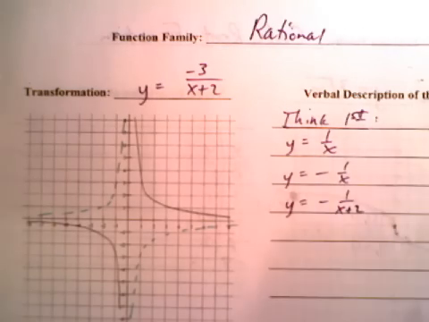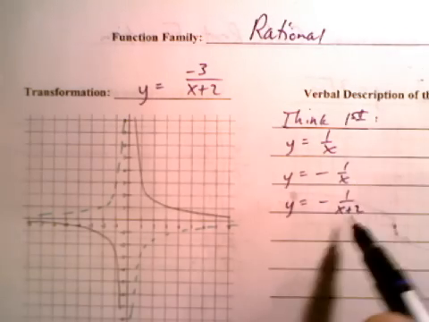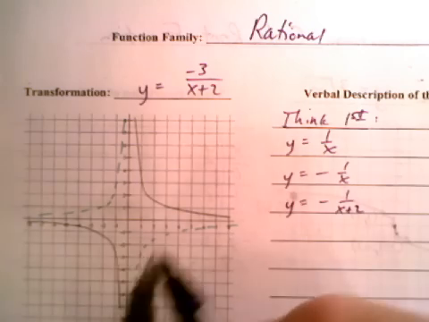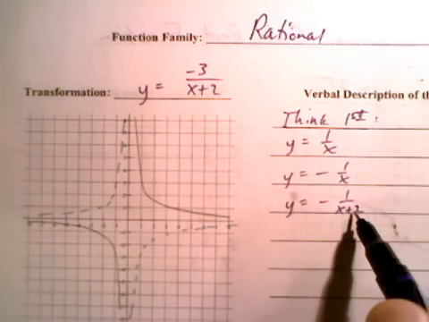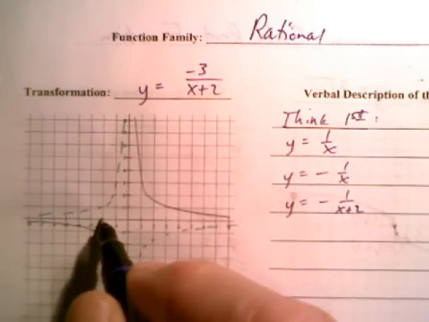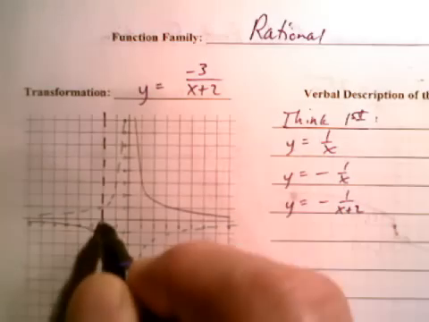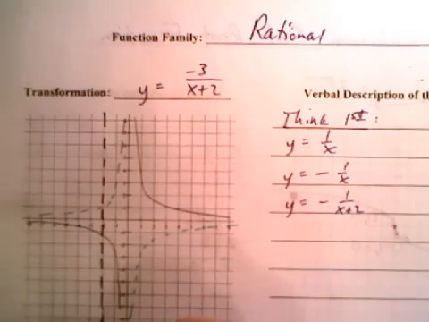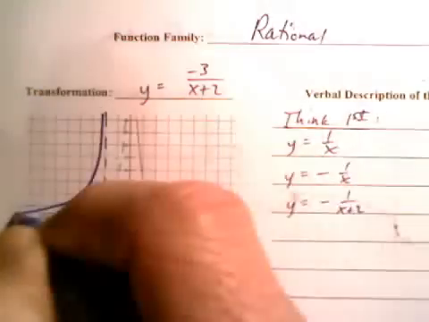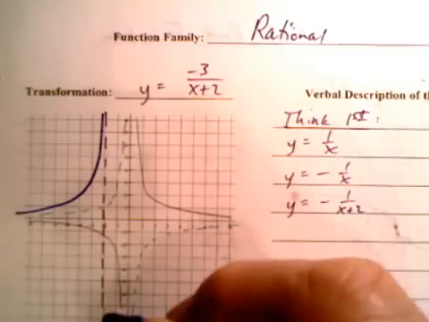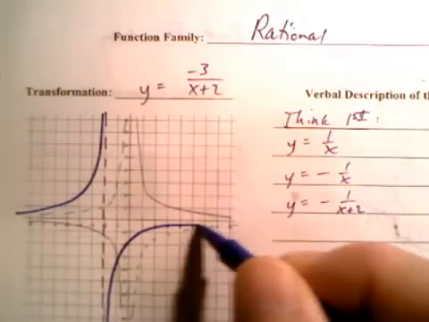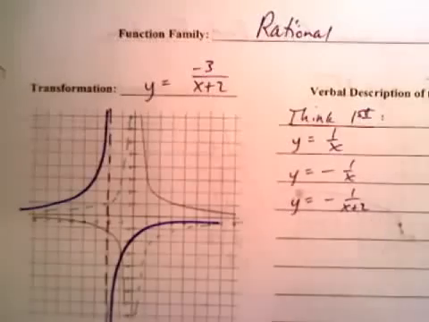So if we replace x with x plus 2, it means we take this current graph, the green one, and we move it to the left 2 units. So we go 1, 2, and that means we're going to move our asymptote. And then that's it. Move the asymptote, and the green graph moves to the left 2 units, and it goes like this. The 3 really does nothing. It's just a multiplier. Don't let that bother you. That's what it looks like.